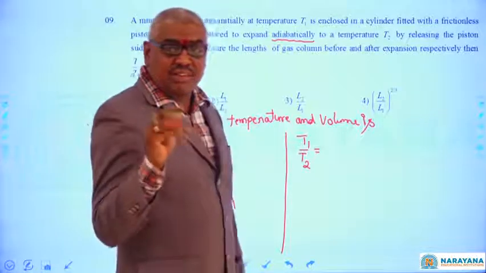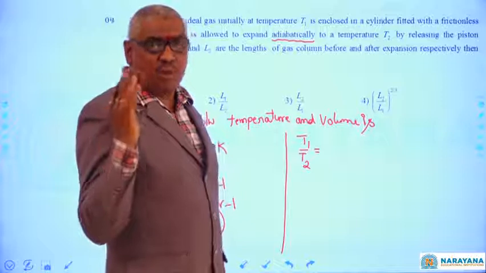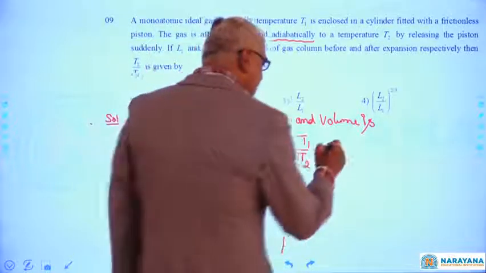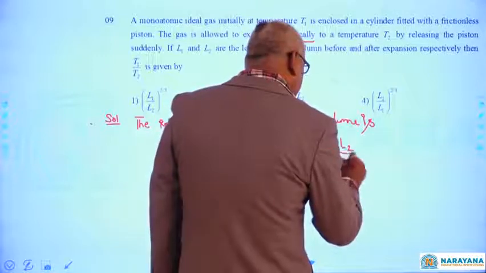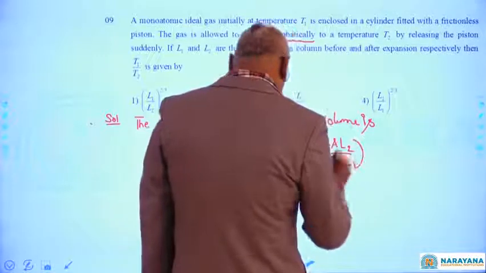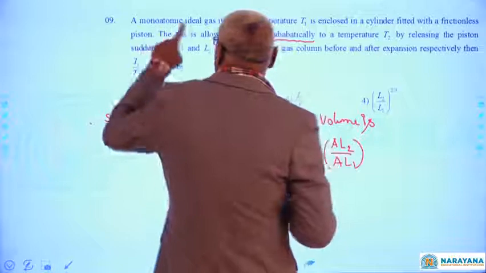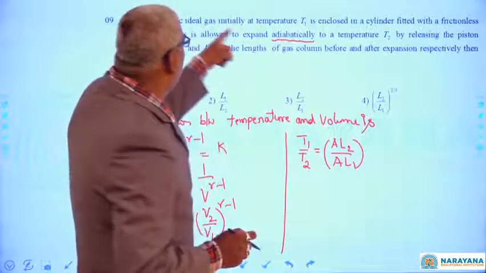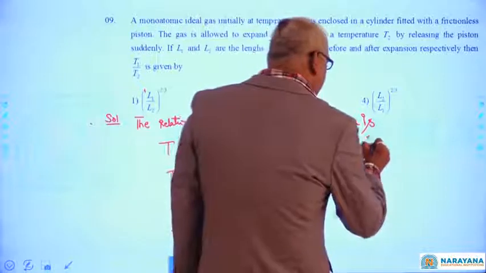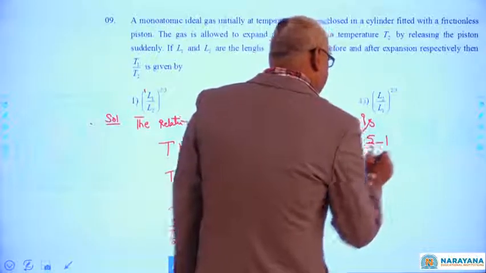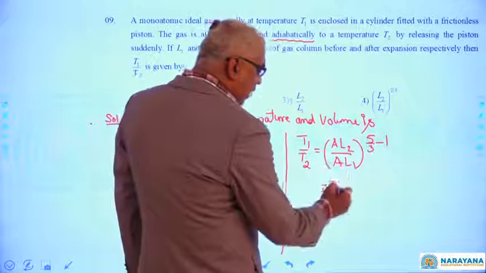Volume I can write as area into length. So area into L2 by area into L1 whole to the power of gamma minus 1. For monoatomic gas, gamma value is given as 5 by 3, so it is 5 by 3 minus 1. Cancel A.